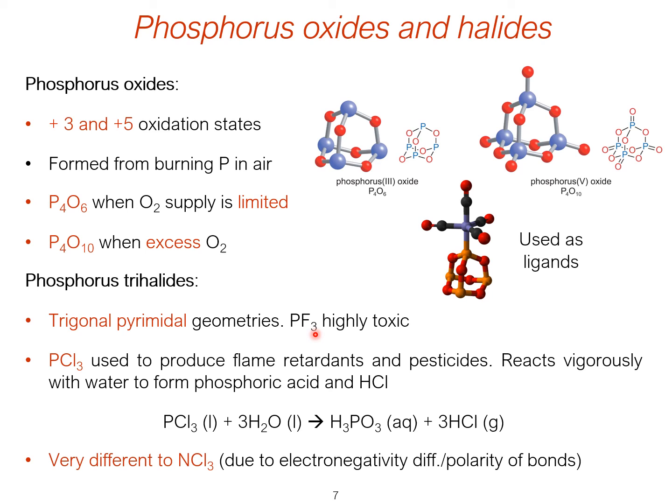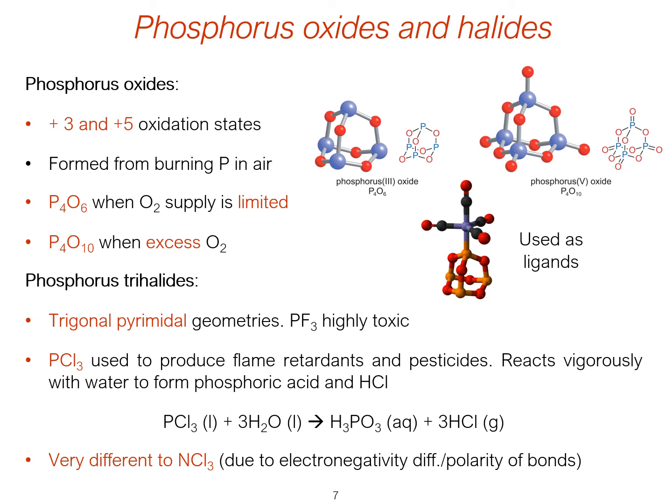And then we've got the phosphorus halides, which are like the nitrogen ones, trihalides and trigonal pyramidal, but they're quite different. They're rather toxic. So PF3 is highly toxic. PCl3 is also pretty toxic. It's used as a pesticide, but also used to produce flame retardants. And this reacts vigorously with water to form phosphoric acid and HCl.